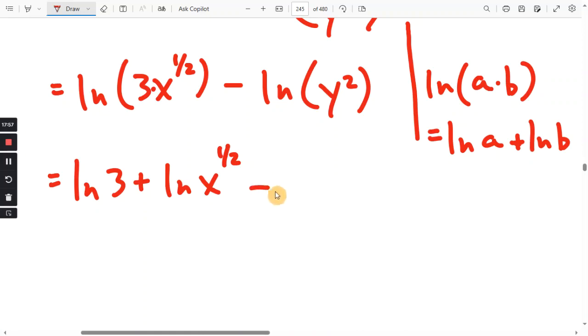All right, and over here, you have ln of y squared. We can take that exponent and move it out front. So that's going to be 2 times ln of y.